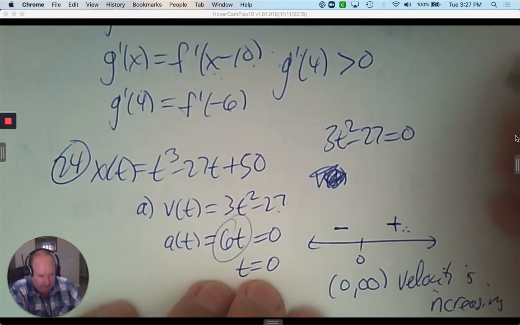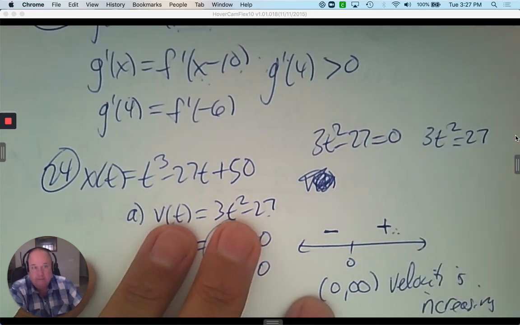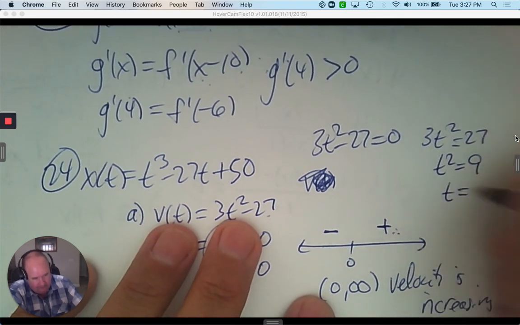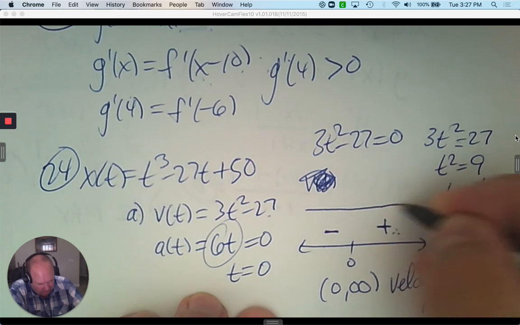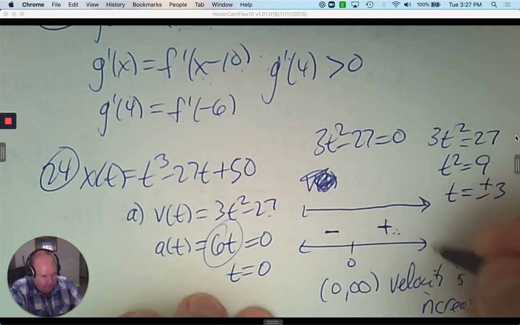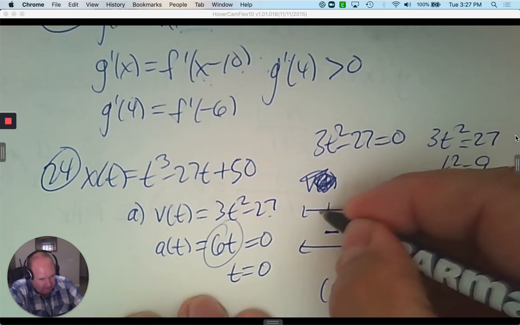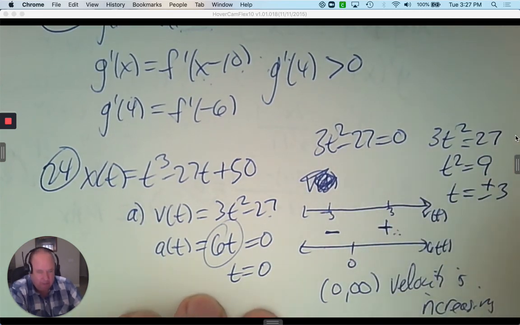I need to know when it's resting. So we're going to add 27. We're going to divide by 3. And then if I take the square root, it's positive and negative 3. I'm going to do them right on top of each other. So this is acceleration and this is velocity. So at negative 3 and at positive 3, and I'll try to match it up with the one below.